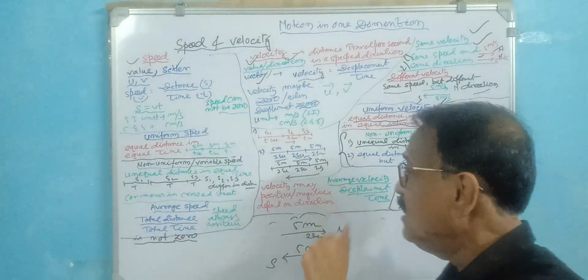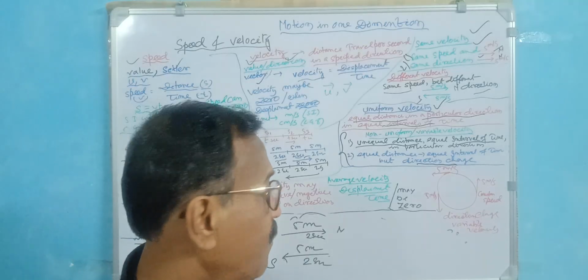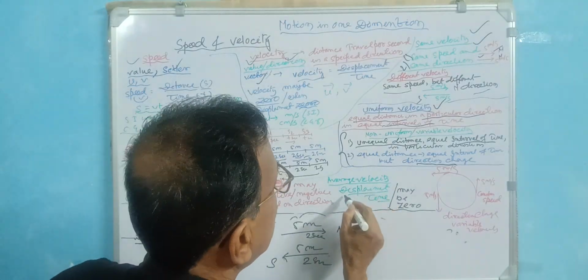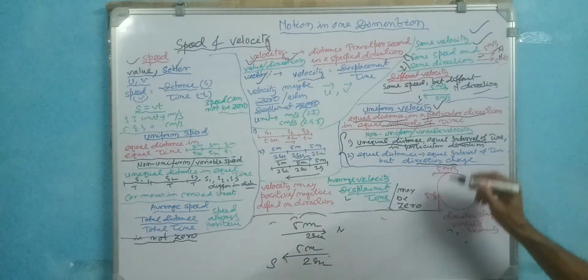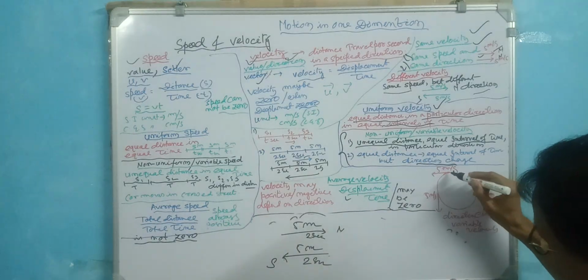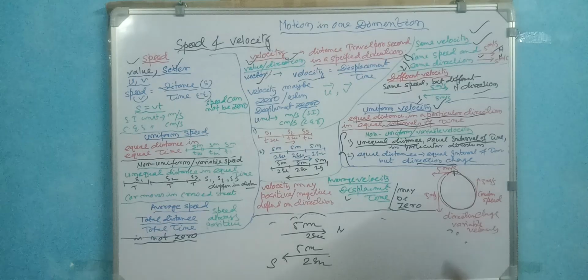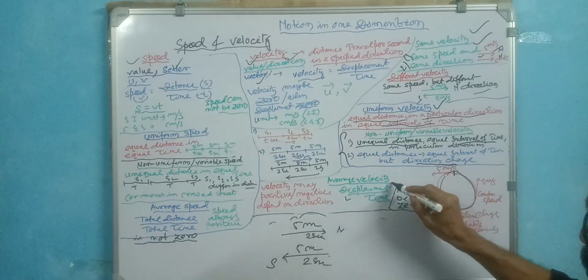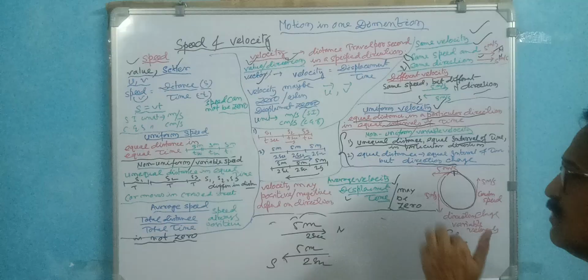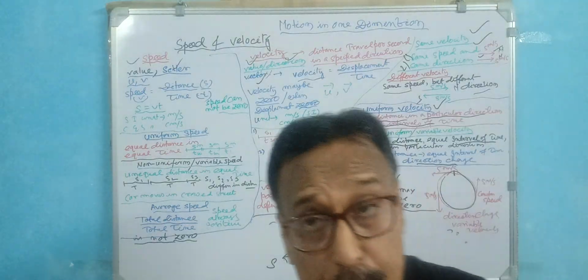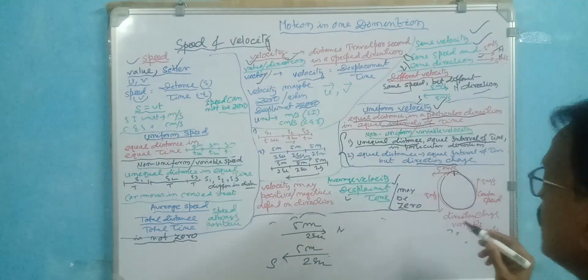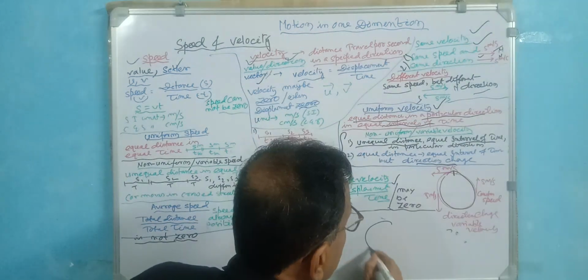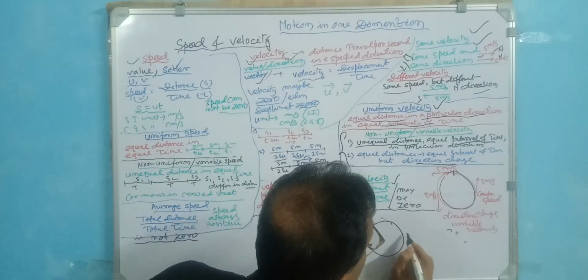Now the average velocity is actually displacement by time. In a circular path, if you start from here and come back to this point, what is the displacement? Displacement is 0. Time is this. So average velocity is 0 because the displacement is 0. Clear? Because in even a circular path, it will just move. Suppose the point is there.